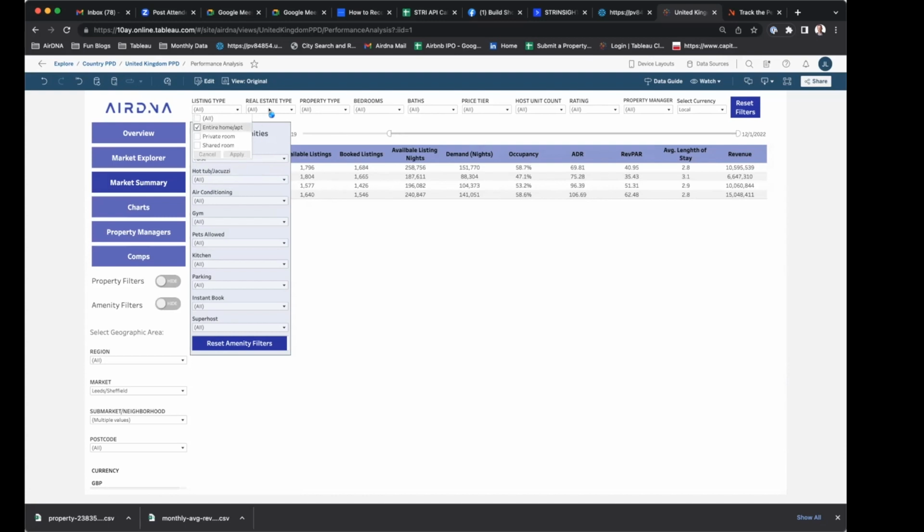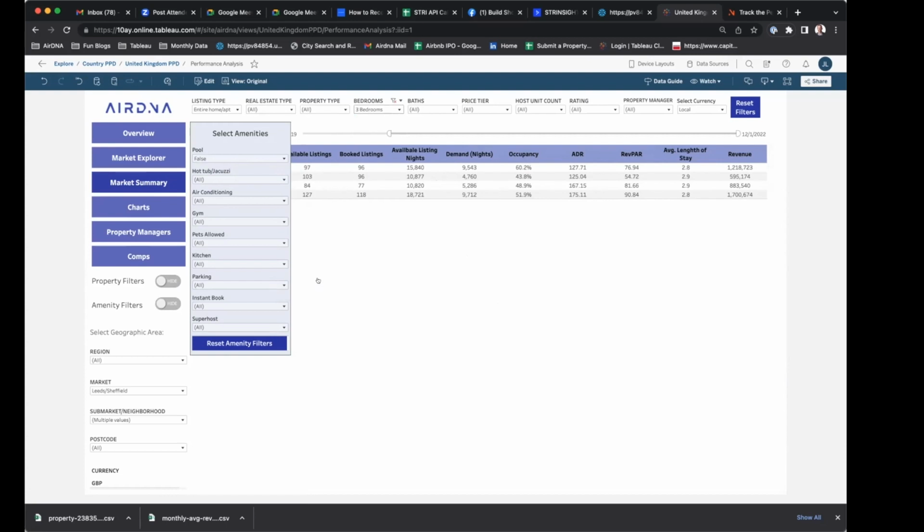other filters first. So I need to get down to entire home listings, probably similar bedroom counts, so I'm comparing like for like properties. And then I can really start to understand what the impact is of different amenities and what that might mean.